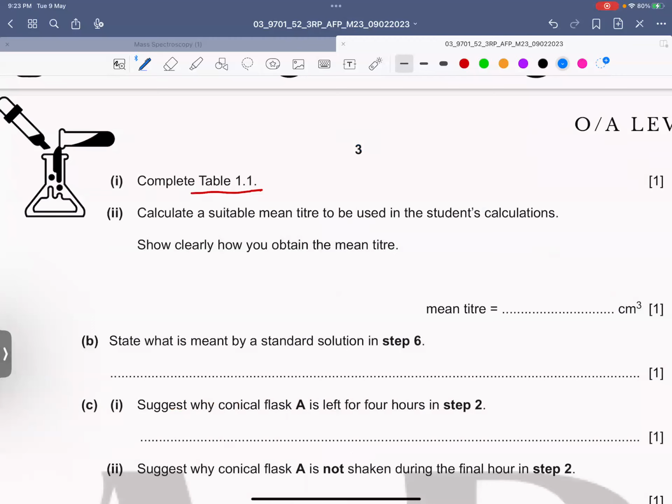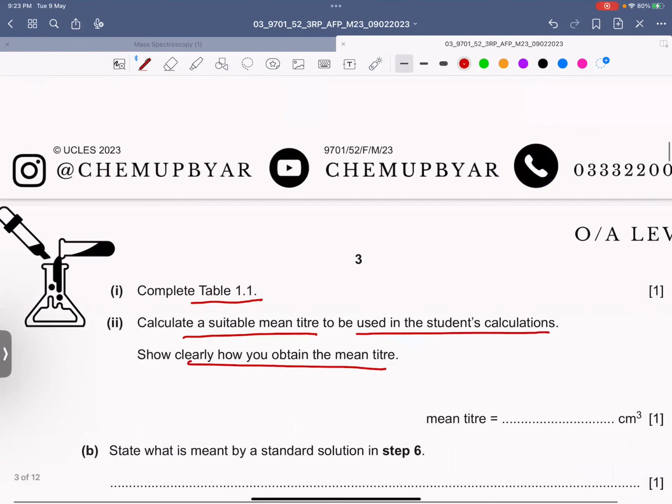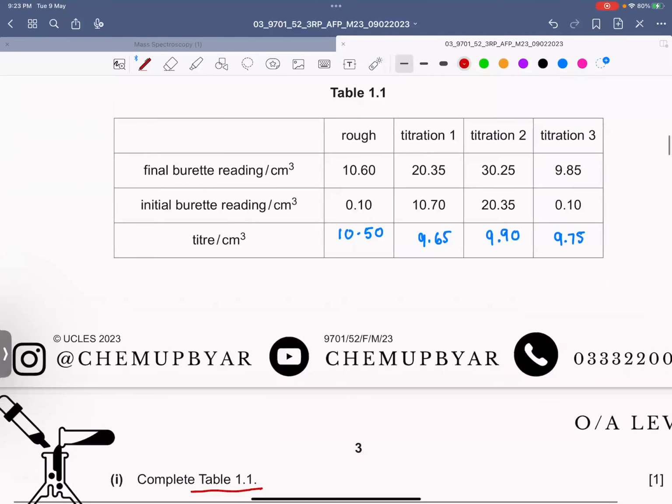Now, calculate a suitable mean titer to be used in the student's calculation. Show clearly how you obtain the mean titer. Okay. So to find the mean titer, we choose only two readings except the rough one. We do not include the rough one. Besides the rough one, if you have two readings which have a difference of 0.1 cm3, it means that titration 1 and titration 3 can be used to find the mean titer.